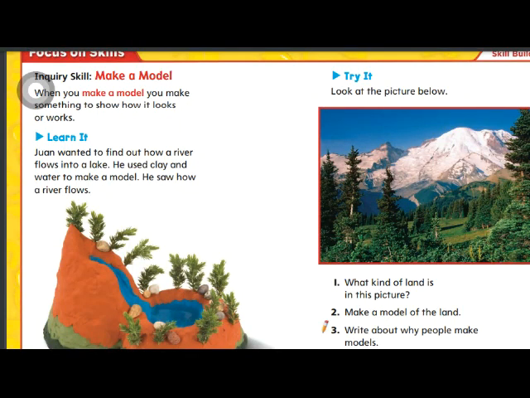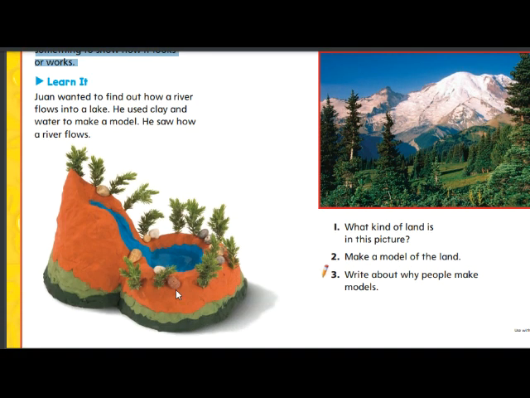When you make a model, you make something to show how it looks or works. So Juan wanted to find out how a river flows into a lake. He used clay and water to make a model, and he could see how the river flows. So this is Juan's model, which is really cool. He used some real rocks, some real little twigs. He used real water inside, along with a lot of clay to build this little mountain, this lake, and this river. This is a really, really cool model. You don't have to make something as elaborate as this, but you will be making a model today.